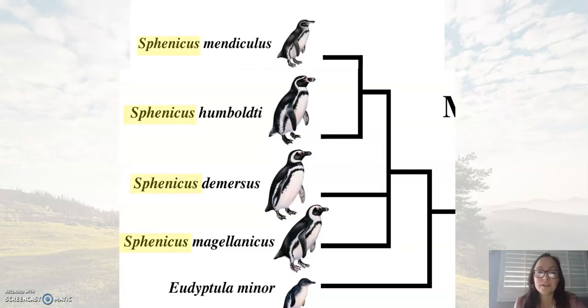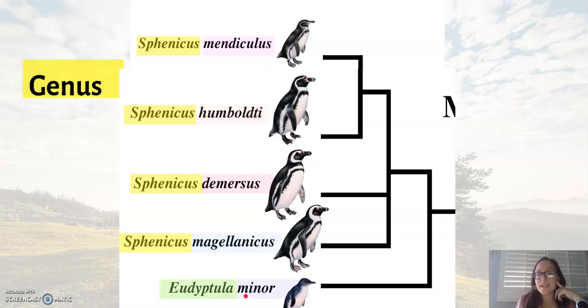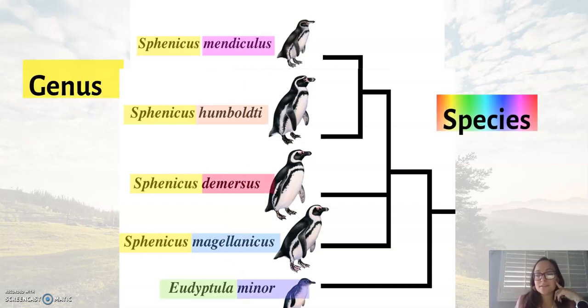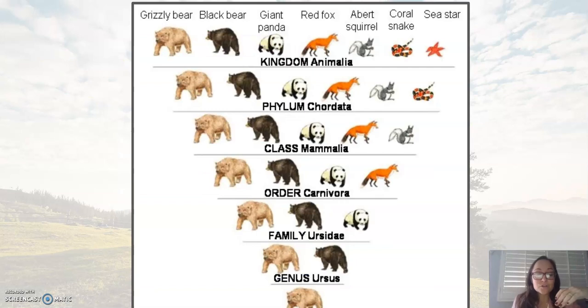Okay, so when we look at our species, like here, you can see this is called the genus, and then you have the species. We use binomial nomenclature in order to name our different organisms on Earth. So we have our taxonomy, or our classification system.